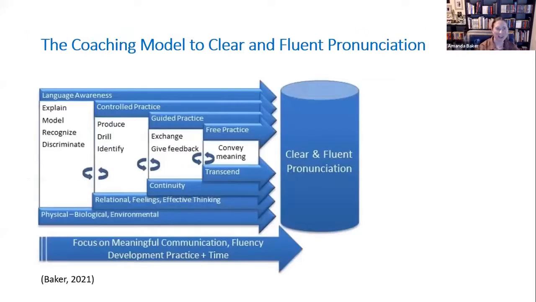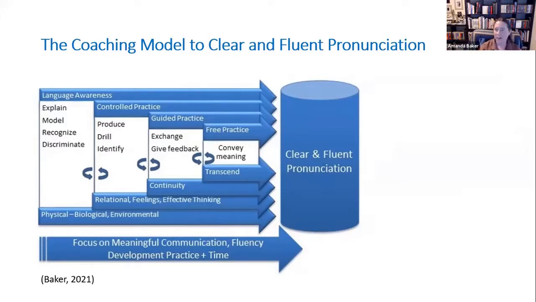Switch, please. So here's my attempt to provide a bit of structure to everything else we're going to be talking about today. I'm not going to actually look at all the details of this particular model. It's a model that I've recently written up, and it's been accepted by English Australia Journal and will be published in 2021. So basically what I've proposed here is a coaching model to clear and fluent pronunciation.